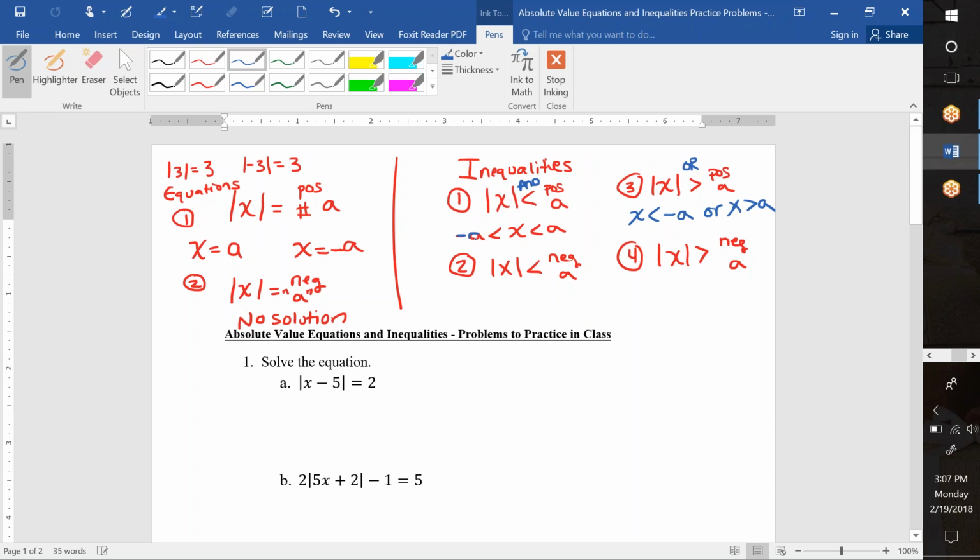So if you're talking about it being less than a positive, you're doing what I call the sandwich case. You're putting it in the middle. If you have the greater than distance, you want to go towards the infinities. So you have two separate cases.